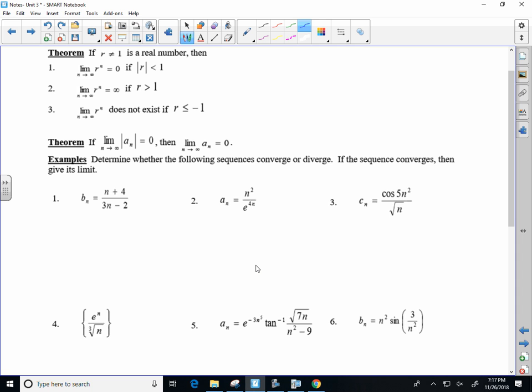All right. The limit as n approaches infinity of R to the nth power would be equal to 0 if the absolute value of R is less than 1. All right, so an example of that would be, just write example. Let's say we have the limit as n approaches infinity of, I'll go simple, 1/2 to the nth power.